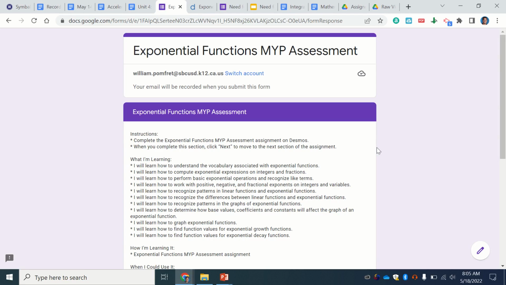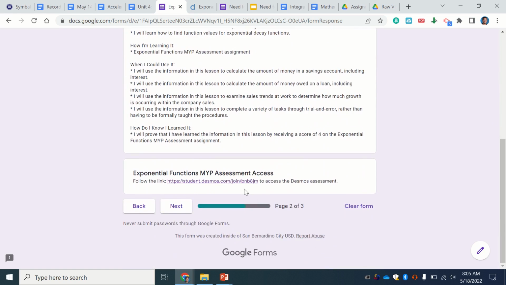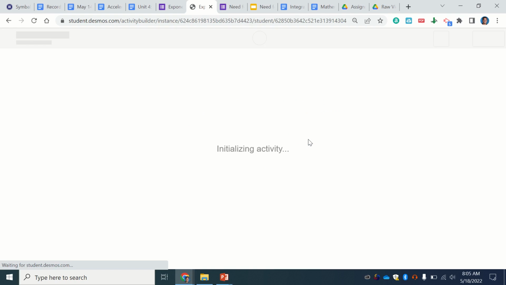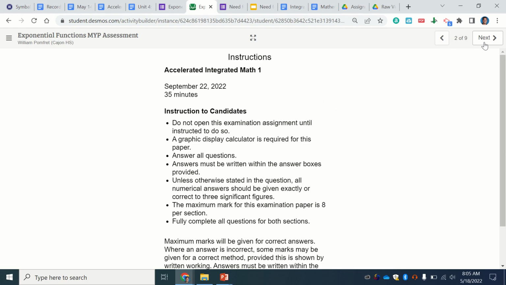Let's take a look now at the exponential functions MYP assessment assignment. Now if you notice, our assignment begins here with our learning goals and success criteria. We'll go ahead and scroll down, and there's a link here to the Desmos activity. We'll go ahead and click on that, and here we see our assignment for today. We're going to go ahead and click start the activity. So we have our learning goals and success criteria here. Go ahead and click next.